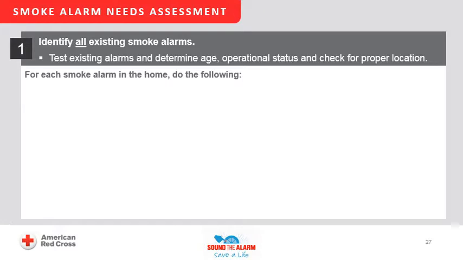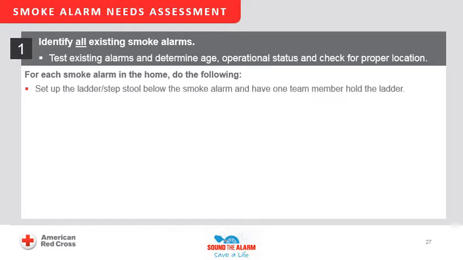1. Identify all existing smoke alarms. Test existing alarms and determine age, operational status, and check for proper location. For each smoke alarm in the home, do the following. Set up the ladder step stool below the smoke alarm and have one team member hold the ladder.